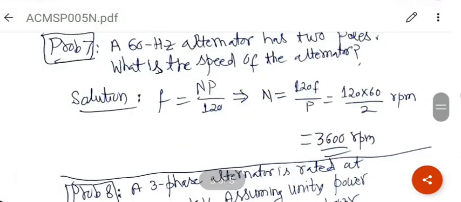Another one, again, straightforward application of the equation. A 60 hertz alternator has 2 poles. What is the speed of the alternator? N is 120 F by P. Do the calculations. It is 3600 RPM. This is the American system. Americans rotate their turbines at 3600 RPM because they want 60 hertz signal all the time. In India, we use 50 hertz signal, so we have to rotate the gas turbine at 3000 RPM.